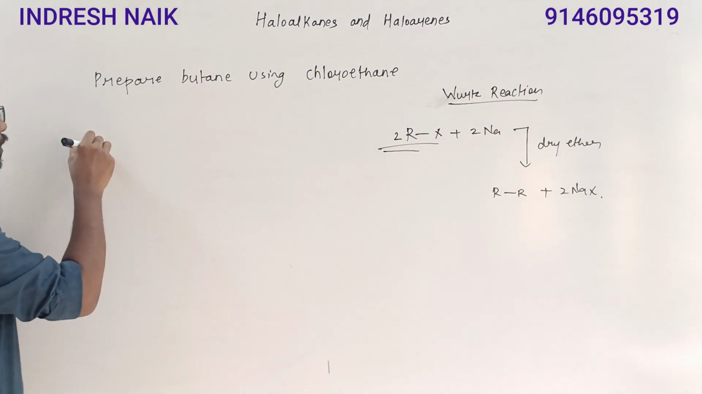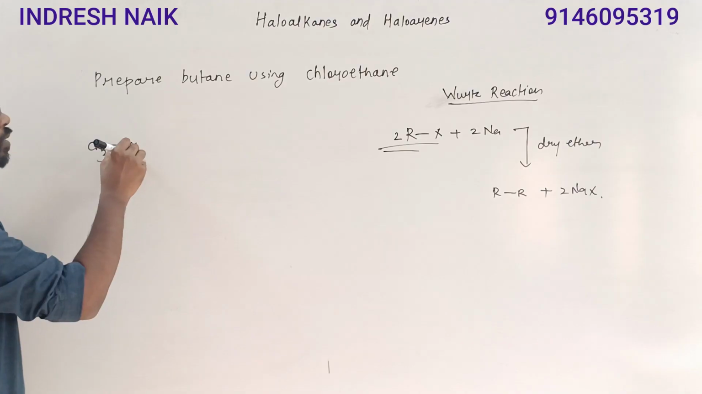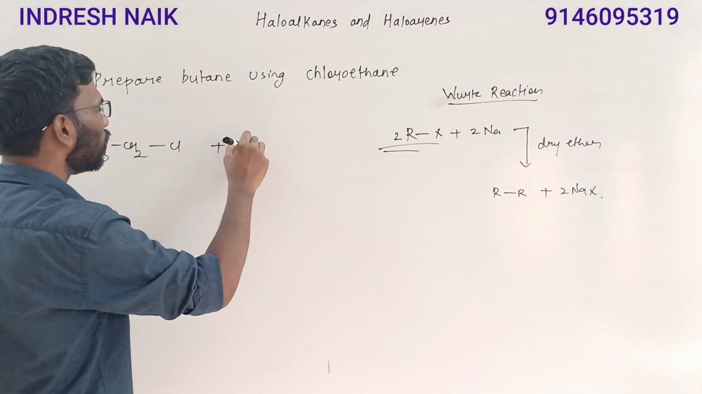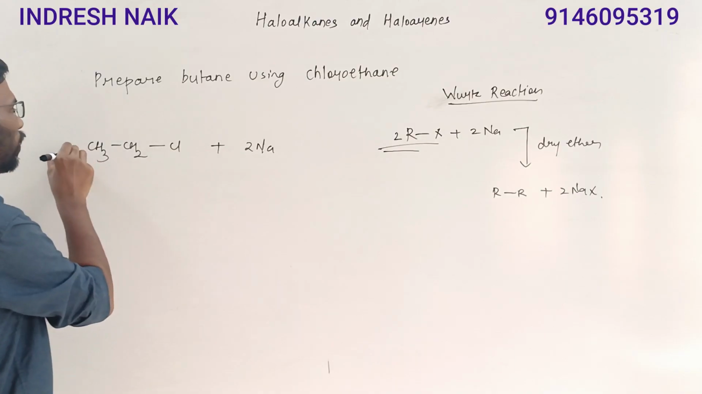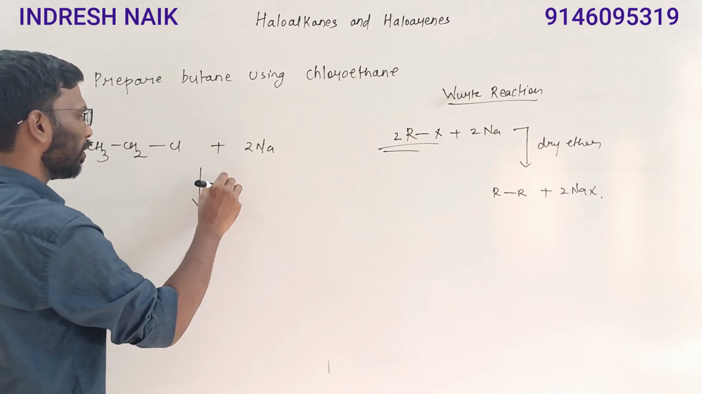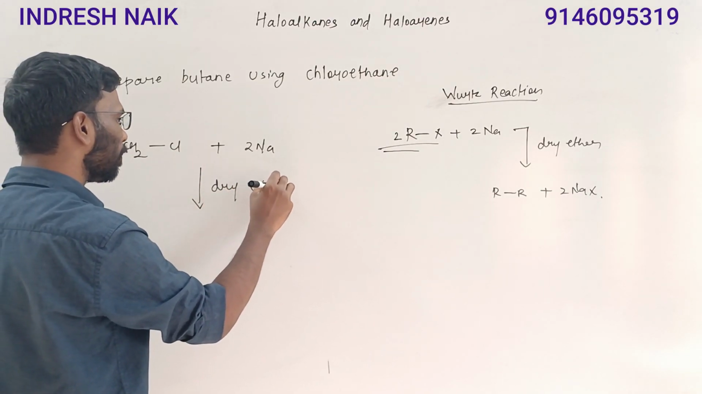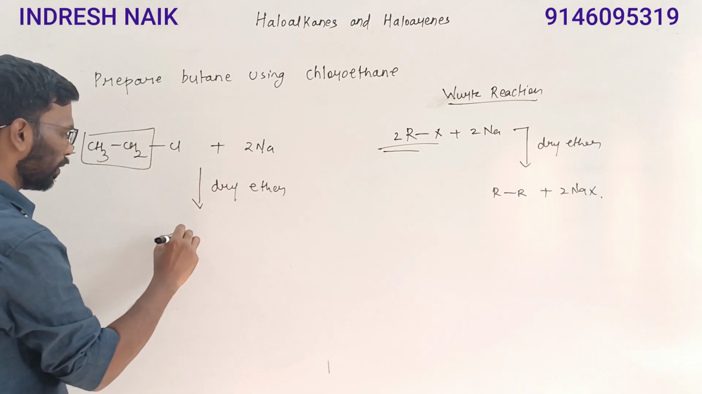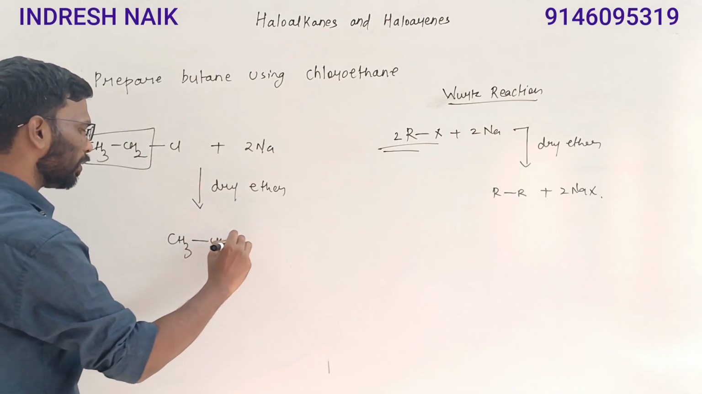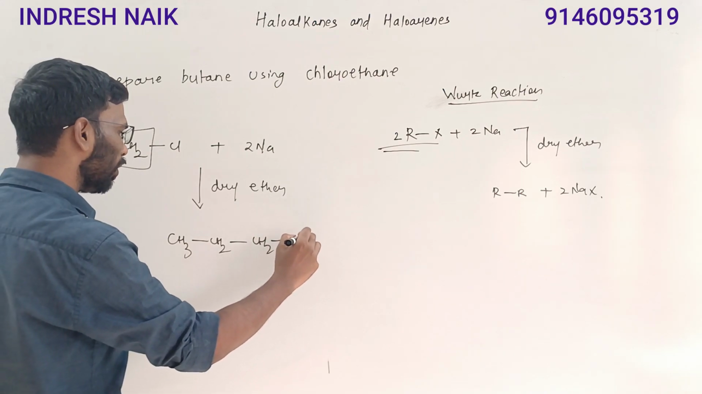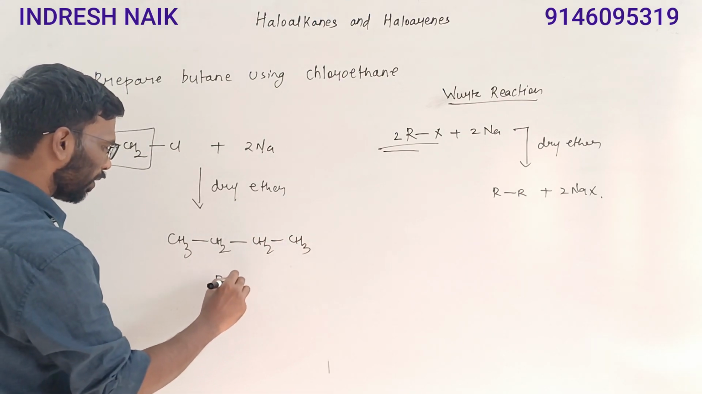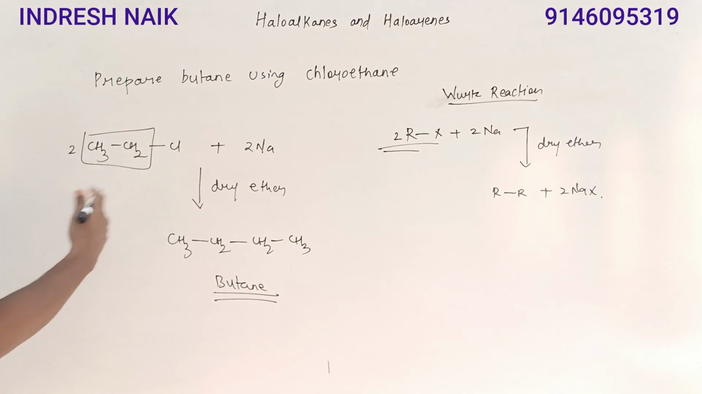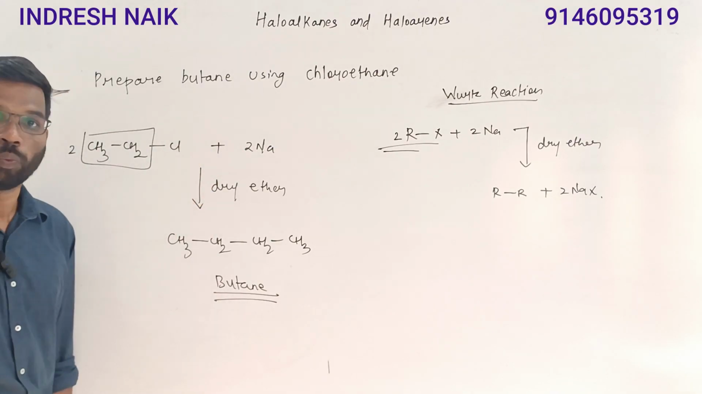So chloroethane, CH3CH2Cl. This is chloroethane. You are reacting this with sodium, 2 moles. You take this 2 moles and dry ether. So what are you going to get? An R getting connected to another R. Means this is one of my R, and this is getting connected to another R. So what is this? This is butane. Right? So the answer is, prepare butane. So this is that reaction, the Wurtz reaction.